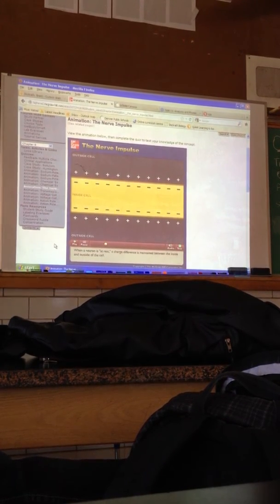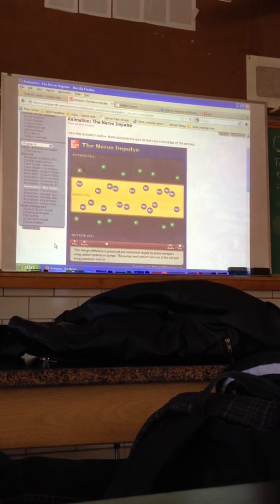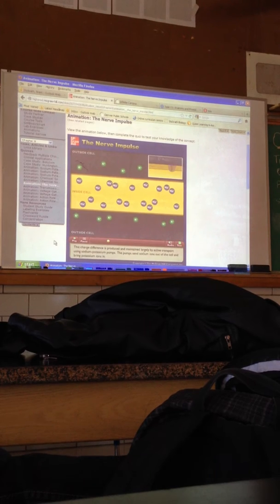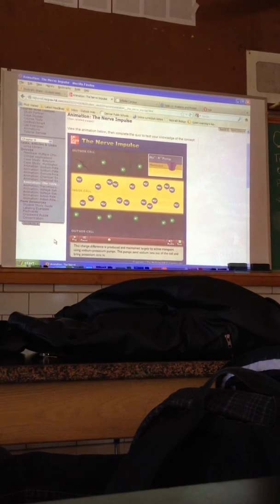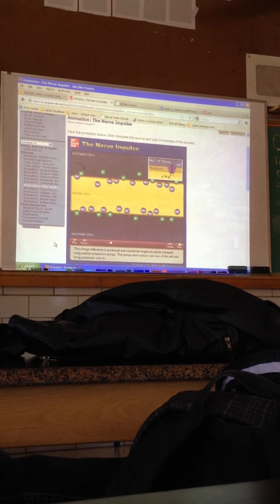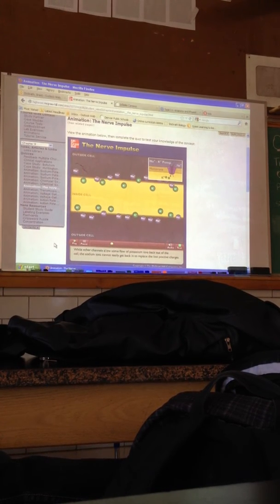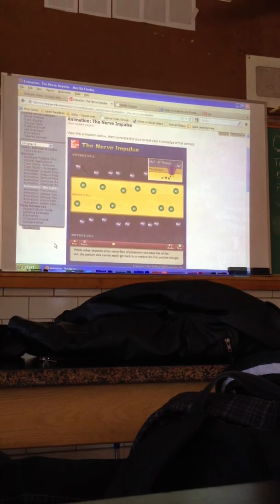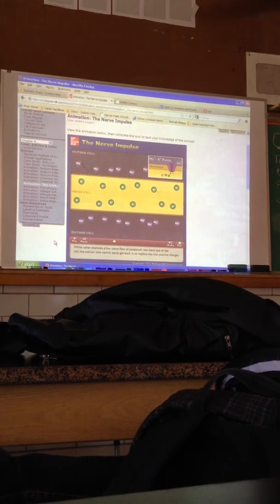When a neuron is at rest, a charge difference is maintained between the inside and outside of the cell. This charge difference is produced and maintained largely by active transport using sodium-potassium pumps. The pumps send sodium ions out of the cell and bring potassium ions in. While other channels allow some flow of potassium ions back out of the cell, the sodium ions cannot easily get back in to replace the lost positive charges.